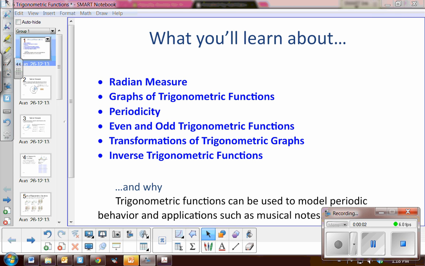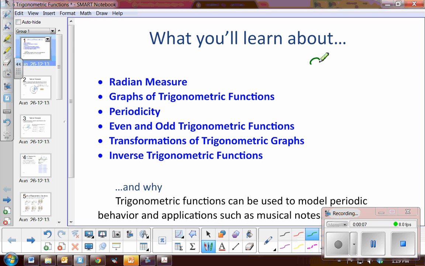Okay, so today we're going to talk about trigonometric functions, and if you need further explanation or additional examples, I would look in Chapter 1, Section 6.